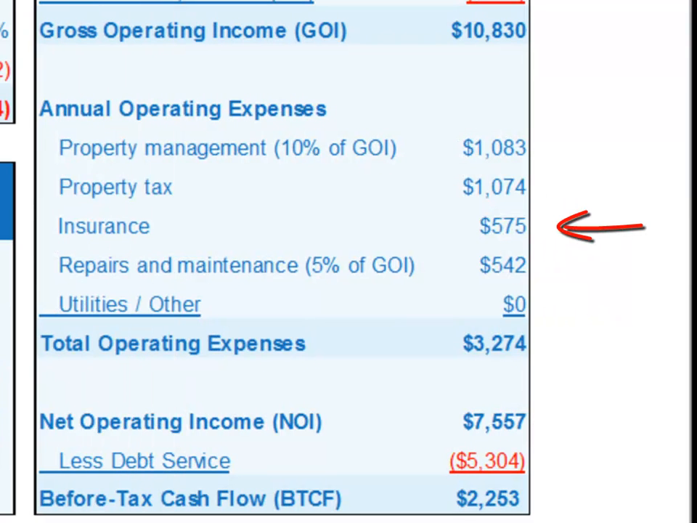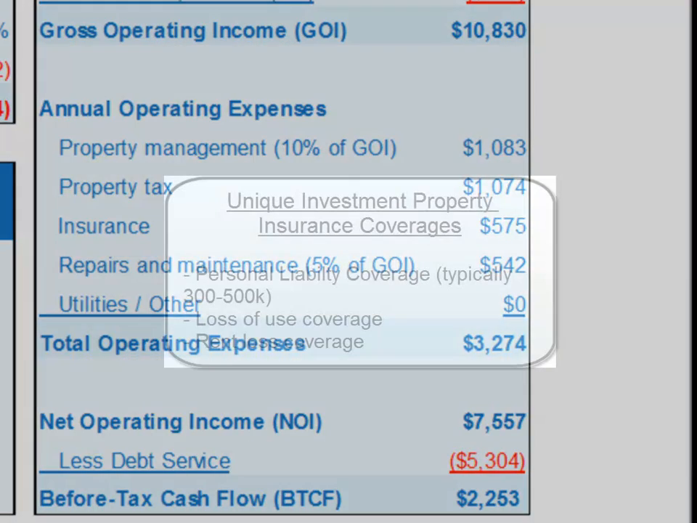Insurance is an easier item to address. The key here is to get a variety of quotes and let the agent know that you are purchasing the property for investment purposes. Insurance rates are truly all over the map, and it pays to shop around.